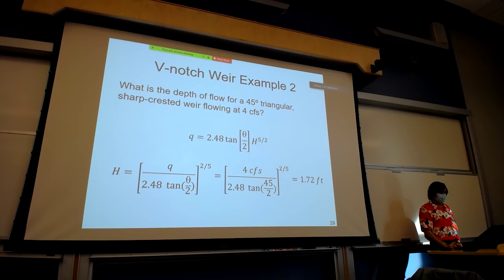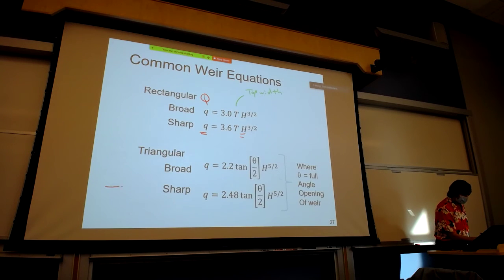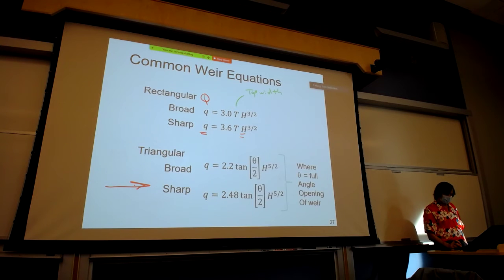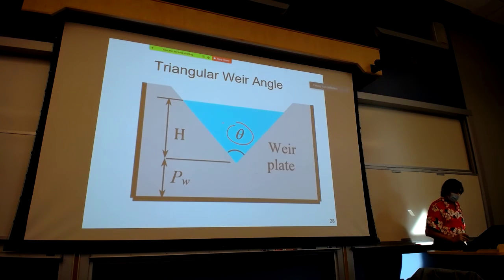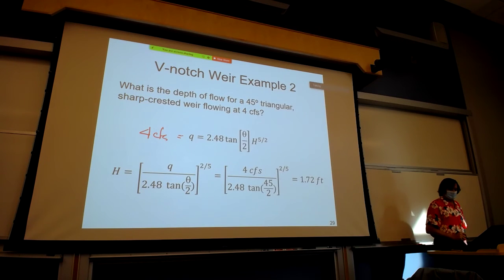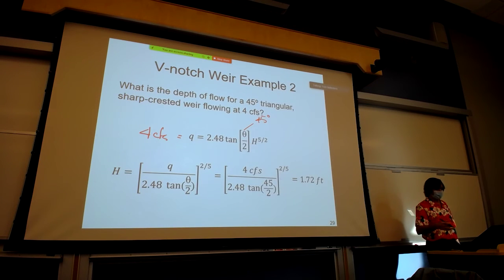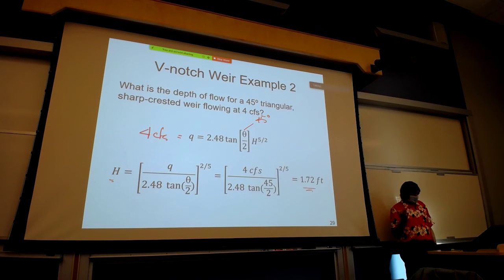In comparison, well, if we use, for example, what's the depth of flow for a 45-degree triangular sharp-crested weir flowing at 4 CFS? So this is the equation for the sharp-crested triangular weir. Our angle is 45 degrees, and so we would take this equation. We know the discharge, 4 CFS, and we know theta, 45 degrees. And so all we're doing is rearranging this equation to solve for h. So in this case, the total depth of water above the crest of this V-notch weir.